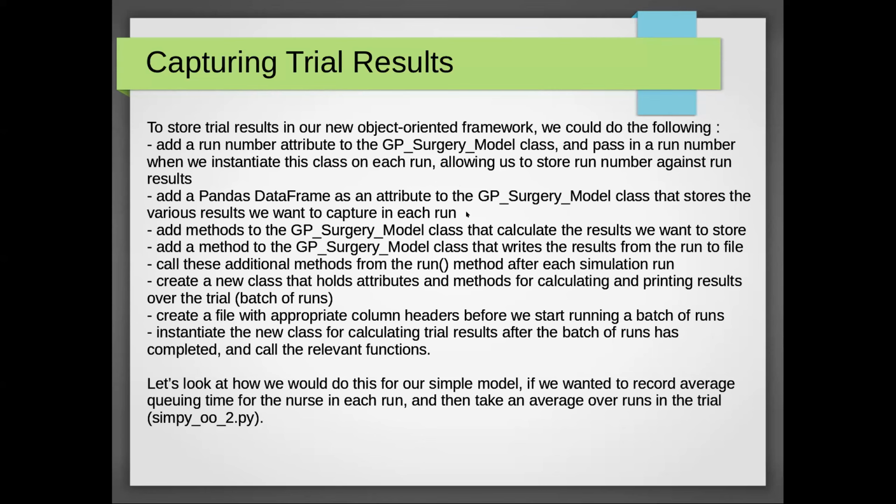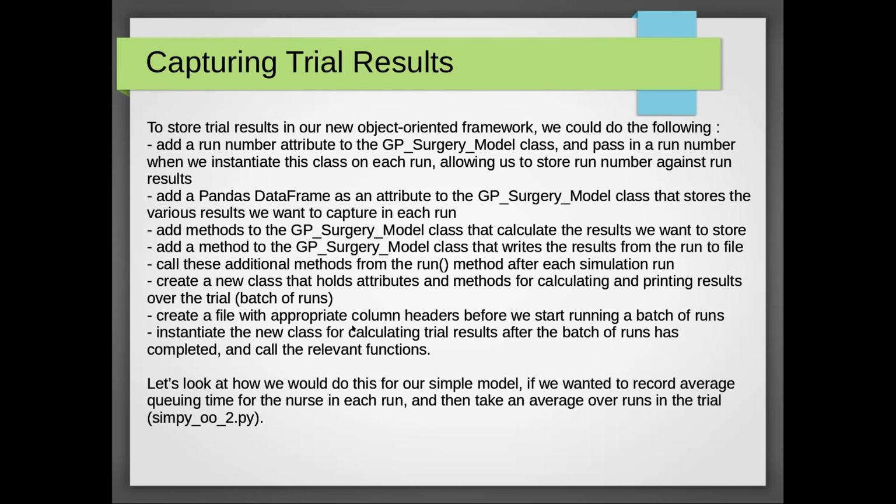We can add a pandas data frame as an attribute to the model class that will then store those results against the run number. We could add methods to the GP surgery model class that will calculate the results we want to store. We can add a method to the model class that will write the results from the run to file. We can call these additional methods from the run method after each simulation run. We can create a new class that will hold attributes and methods for calculating and printing results over the trial. So we'll have a dedicated class that will do that.